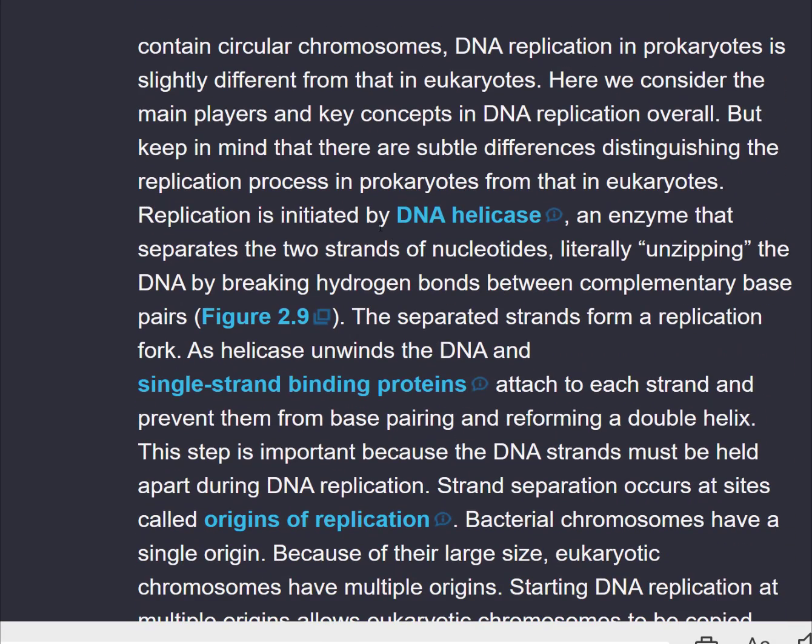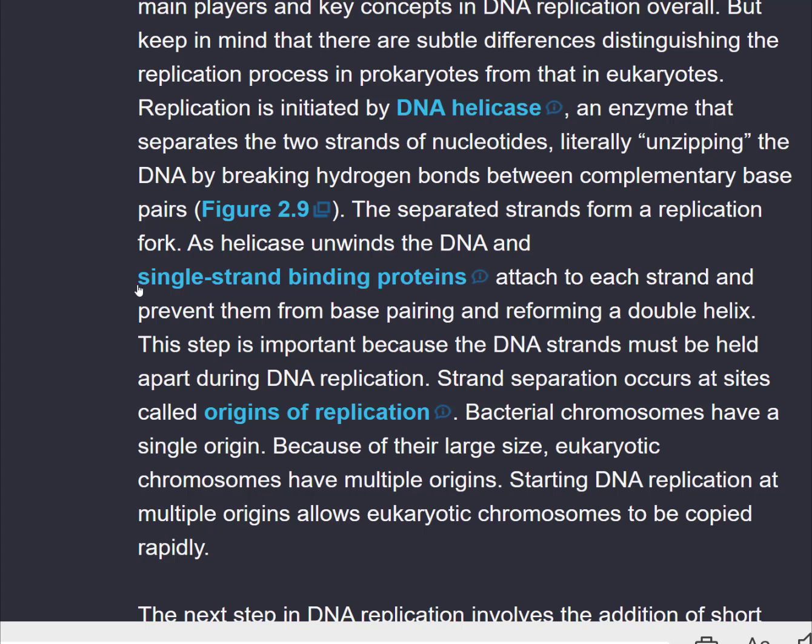DNA helicase, or helicase, is an enzyme that separates the two strands of a DNA molecule during DNA replication. Single-strand binding proteins are proteins that bind to unraveled single strands of parental DNA during DNA replication to prevent the DNA from reforming double strands before being copied.